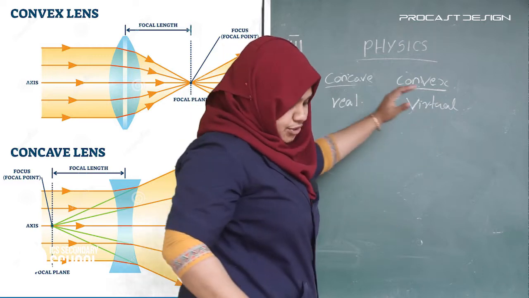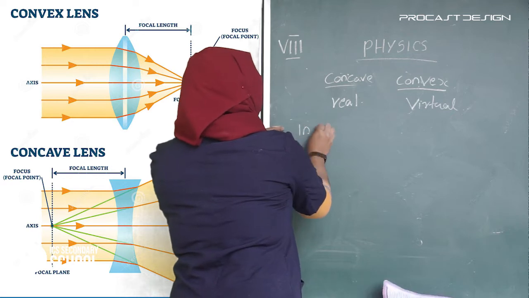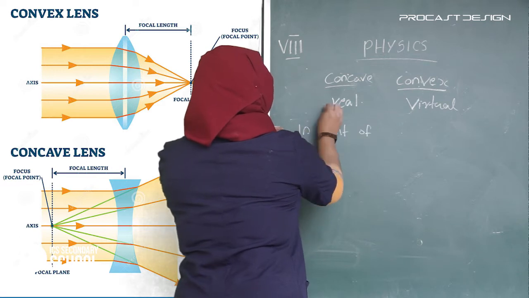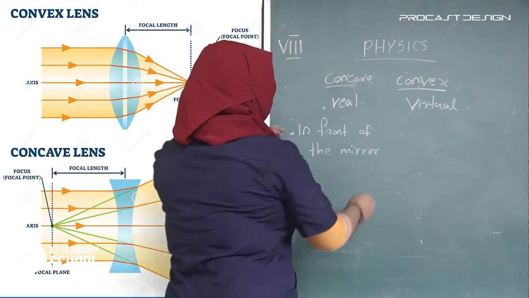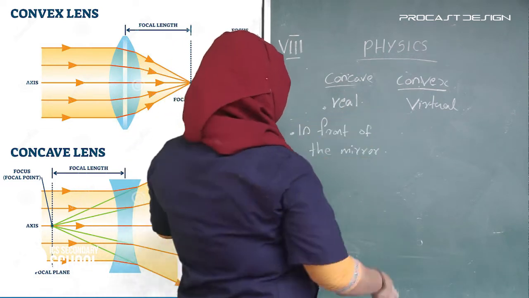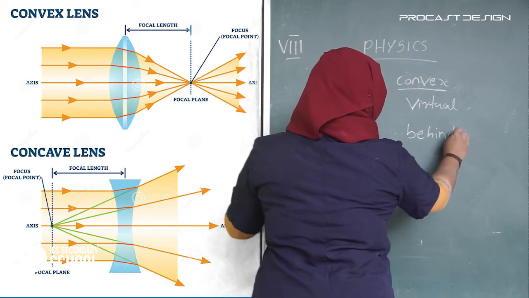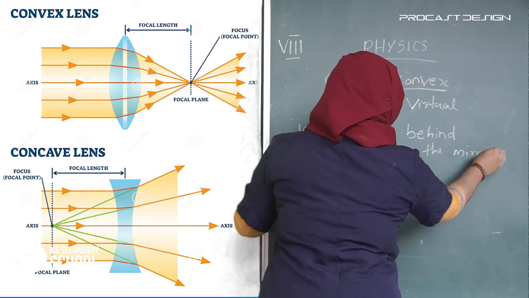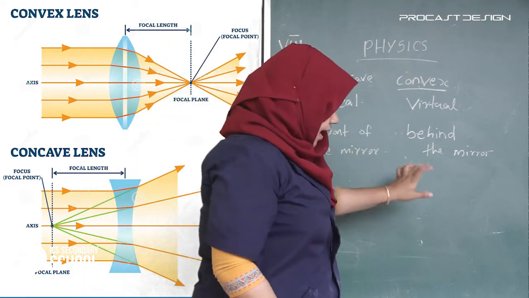Real, virtual. Then in front of the mirror: we get the principal focus in front of the mirror in a concave mirror, but in a convex mirror we get it behind the mirror, and it is virtual. This is the difference. This one is real and in front of the mirror, but this one is virtual and behind the mirror.